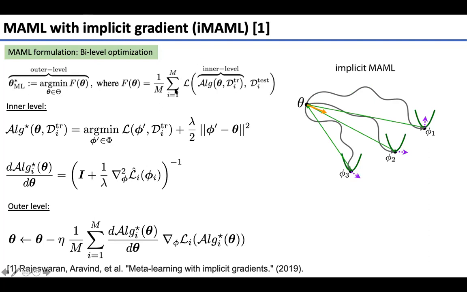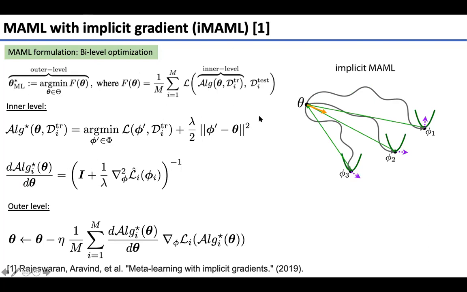And the idea of MAML with implicit gradient is that two things have been introduced for the local problem in order to come up with a direct relationship between the model at any step and the meta model.